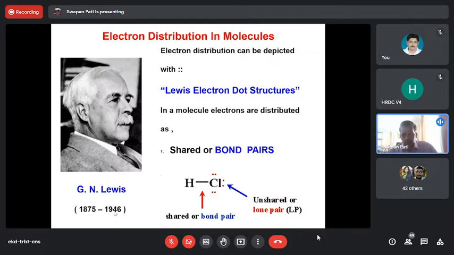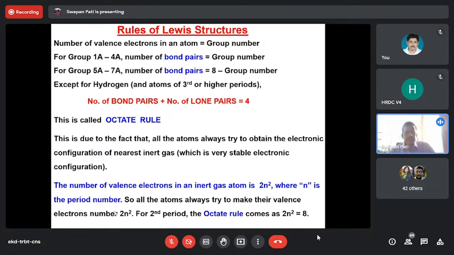Lone pairs are there in chlorine. So Lewis structure, there are some rules, and for example, number of bond pairs plus number of lone pairs, it's called octet rule. This is due to the fact that all the atoms always try to obtain the electronic configuration of nearest inert gas, which is a very stable electronic configuration.